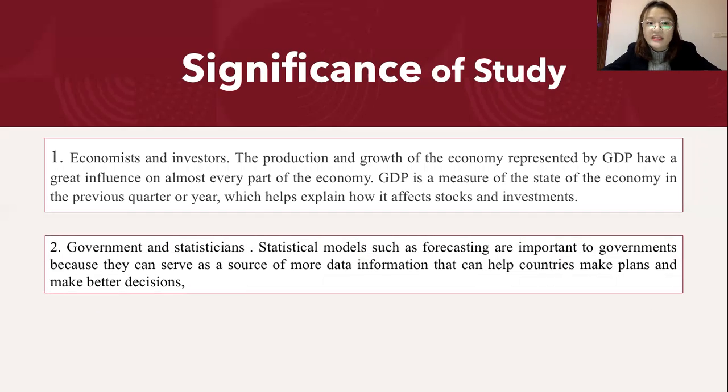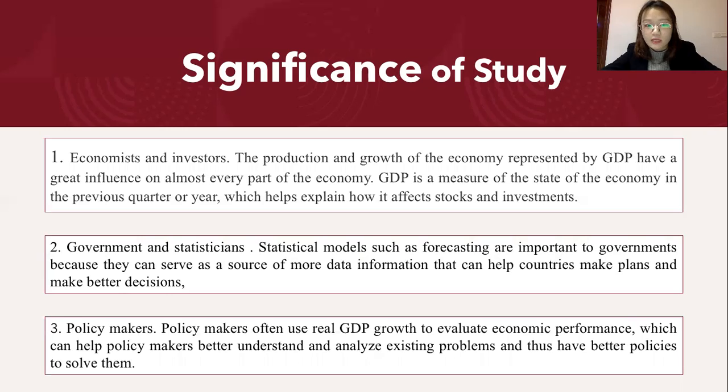The second group will be the governments and the statisticians, because this kind of forecasting model is very important for governments. It can provide more information, and it can also help a country make plans or better decisions according to different problems. Another group will be the policymakers, because policymakers can use real GDP growth to evaluate economic performance, which can help them understand things and have more information for making policy when they need to solve some problems.